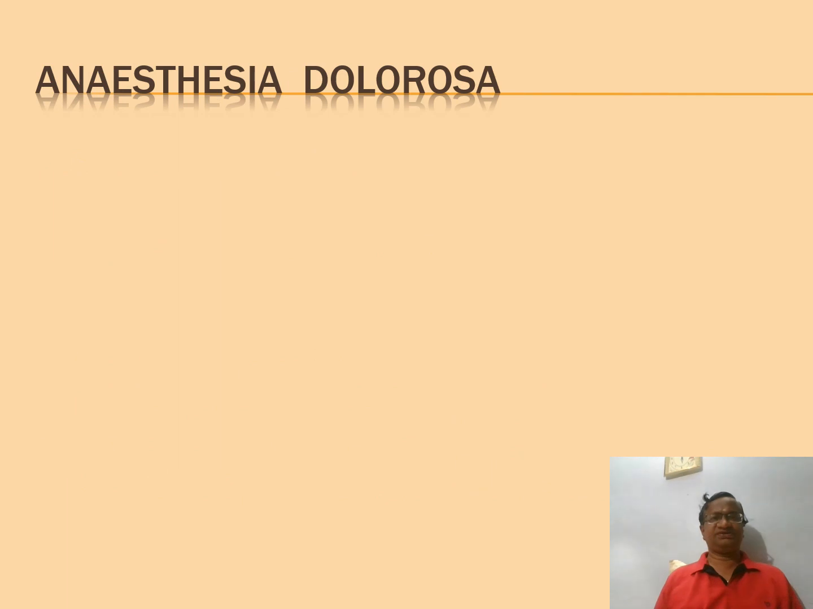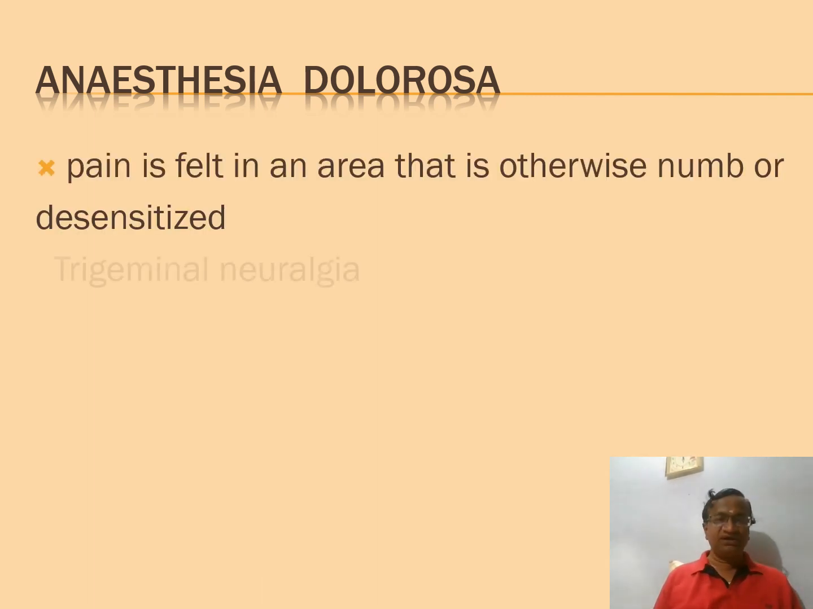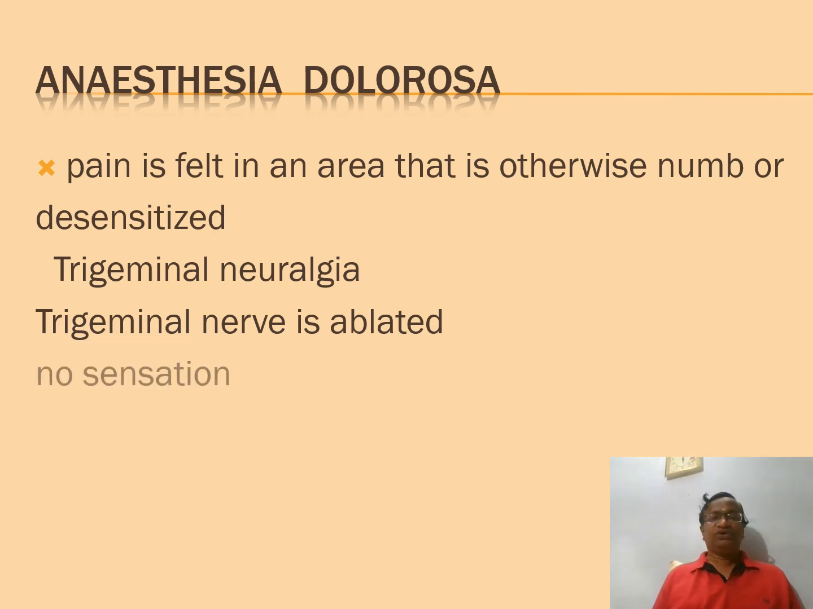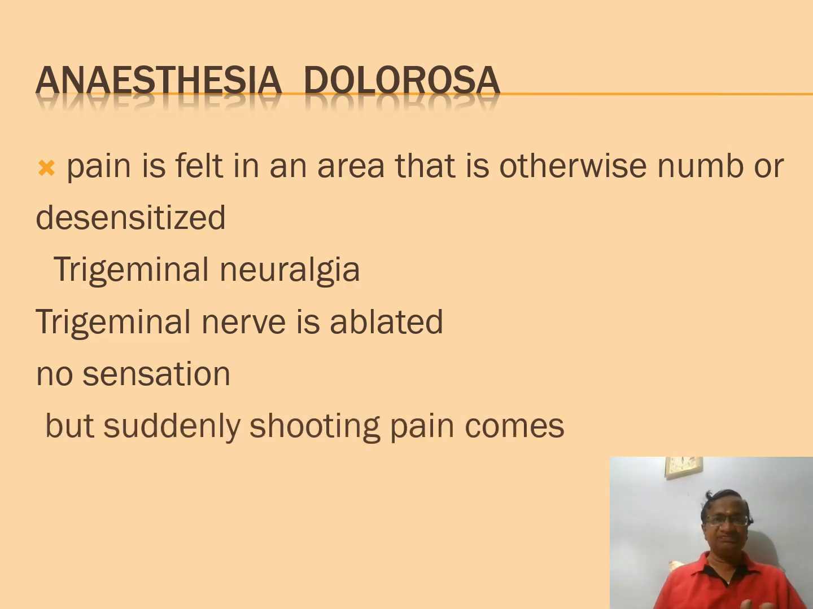Now we have one more term called anesthesia dolorosa. Anesthesia means all sensory modalities are gone. Dolorosa means pain. All sensory nerve function is gone, yet we still have pain in that area. That is what is called anesthesia dolorosa. For example, you ablate the trigeminal nerve. There is no sensation. If you touch, we cannot feel. But the neuralgic shooting pain comes. This is called anesthesia dolorosa.